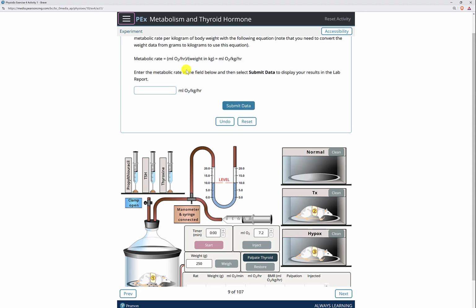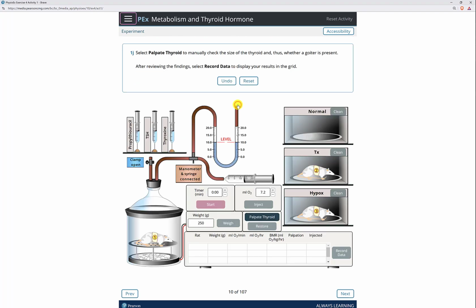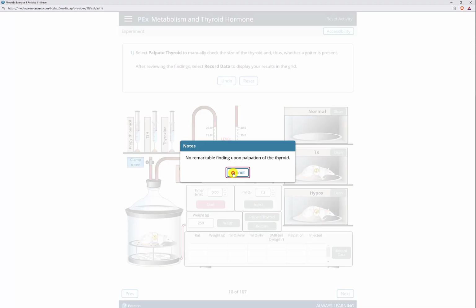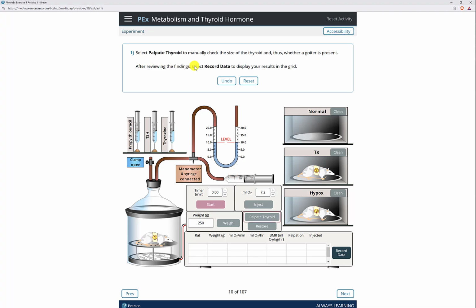Now that 432, we need to divide it by the weight in kilograms. So we'll convert the weight to kilograms, and you will make the conversion. Maybe this will be around, I don't know, maybe 862. Then here select palpate thyroid to manually check the size of the thyroid. This is it. Okay, it's normal. After reviewing the findings, select record data.